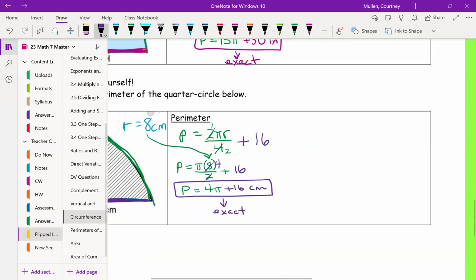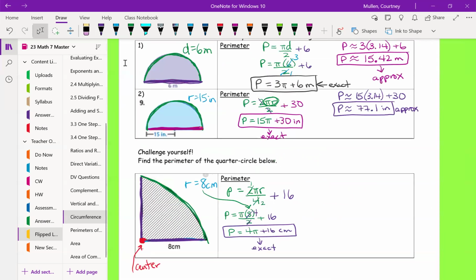Can you calculate the approximate value using 3.14? Go ahead and round this one to the hundredth. Great job. We'll work more on circumference of circles and perimeter of composite figures next time.